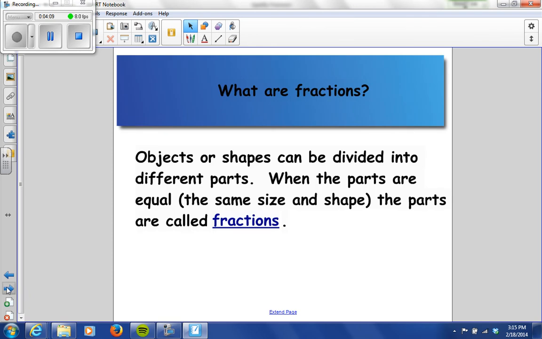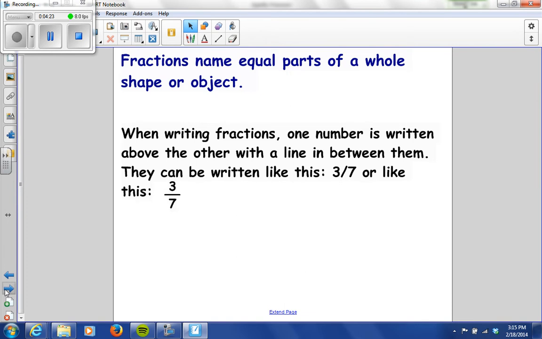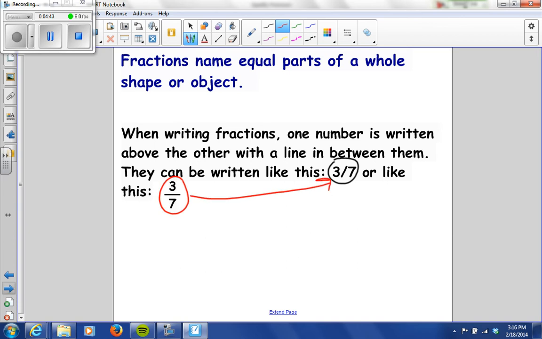Okay, so what are fractions? Fractions are objects or shapes that can be divided into different parts. So we go back to that part whole. When the parts are equal, the same size and shape, the parts are called fractions. Fractions name equal parts of a whole shape or an object. When writing fractions, one number is written above the other with a line in between them. They can be written like this, 3/7, which you'll see a lot when people are using computers, or 3/7. So these mean the same as each other.